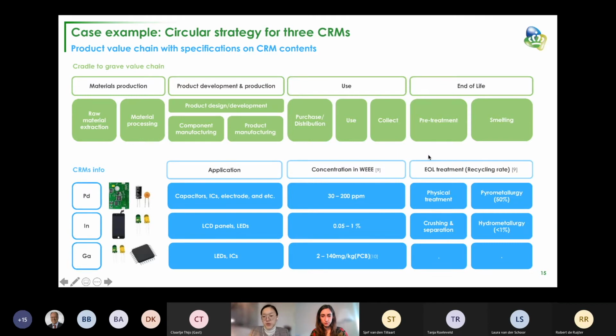And also another thing to notice is that during the treatment processes, especially the pre-treatment processes during shredding, the majority of CRMs are lost in the process, which makes it very hard to recover in the end. And therefore the recovery rate, for example for indium, happens to be very low. And in the case of gallium, it's very rare for gallium recycling to actually happen at a commercial scale. So, okay.